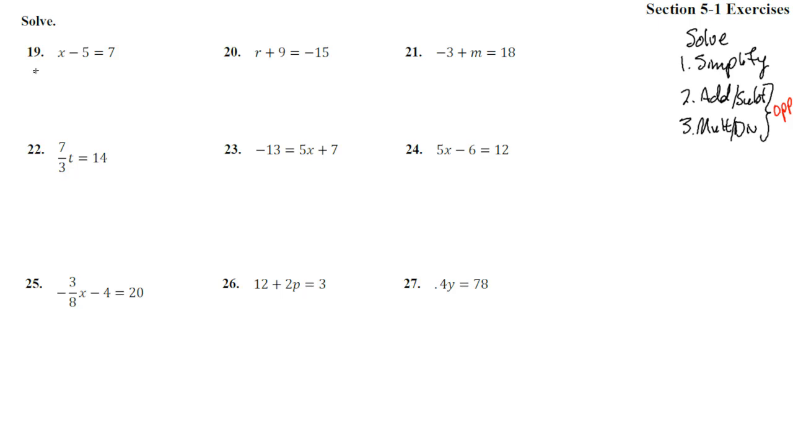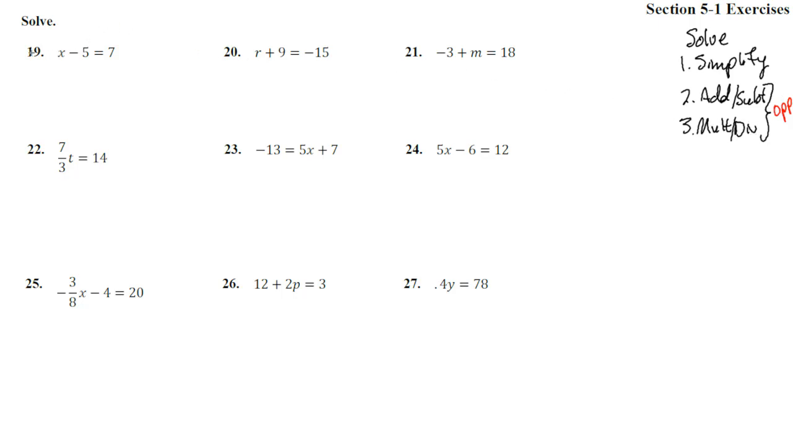Here we are in section 5-1, exercises numbers 19 through 27. We are solving these. Now, there were 3 steps that were given. We're going to be focusing on these bottom 2. If we see addition or subtraction, we're going to do the opposite of it. Same thing with multiplication and division.